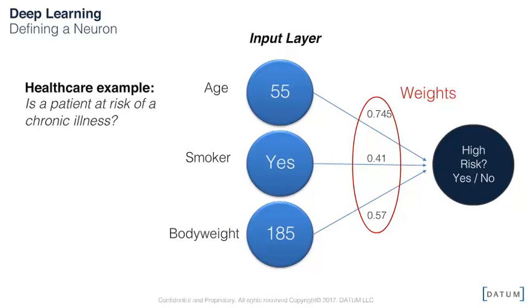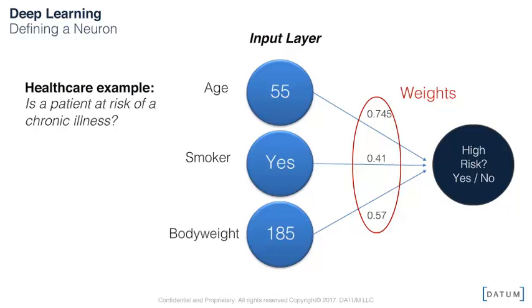To start our neural network, we need to input the features from our data set, things like age, whether the patient is a smoker, their body weight, etc., and guess how much weight those features should have in determining whether a patient has a high risk for a chronic illness. Just like in the machine learning example, the weights are just a prediction to start.